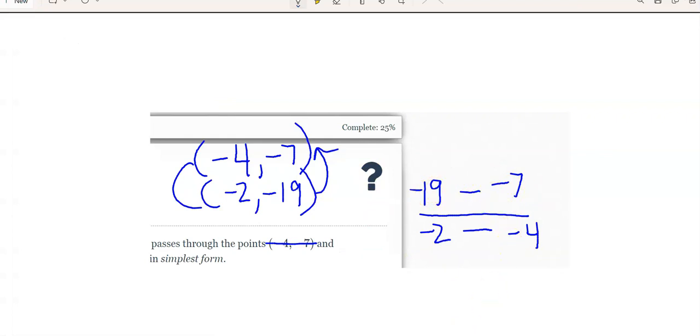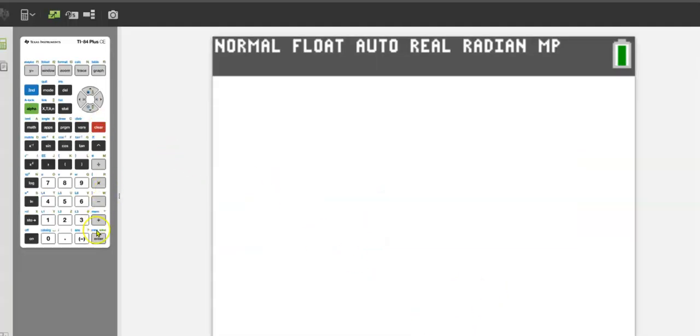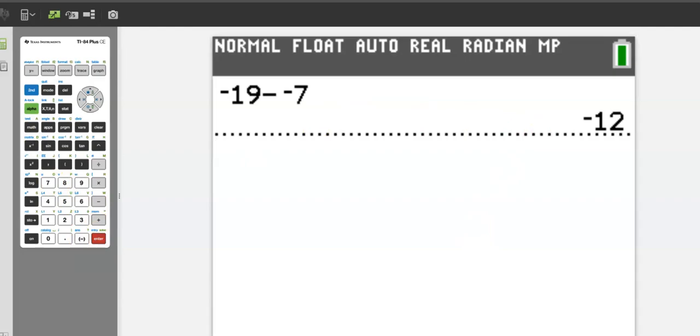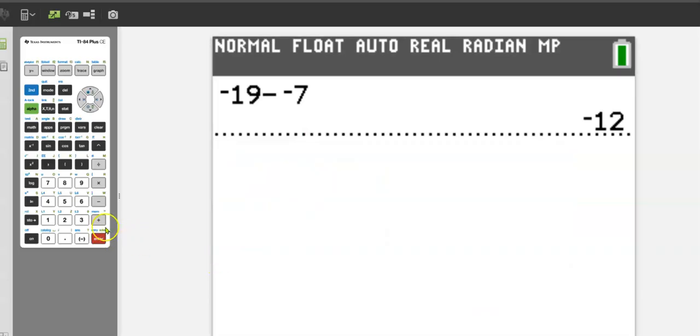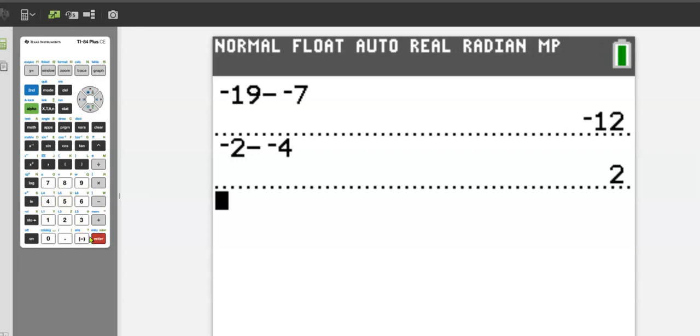Negative 19 minus negative 7. So you can type negative 19 minus negative 7, and we're going to get negative 12. And then we'll do negative 2 minus negative 4. And now we know that our fraction is going to have the values of negative 12 over 2.